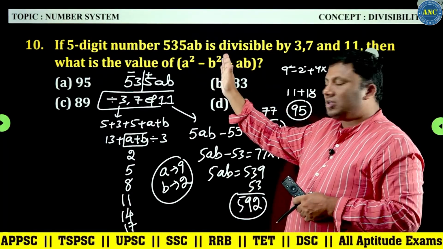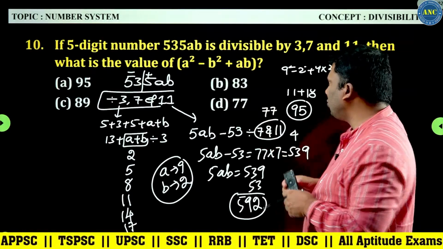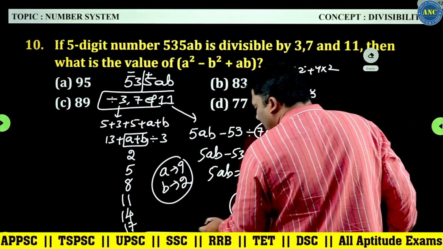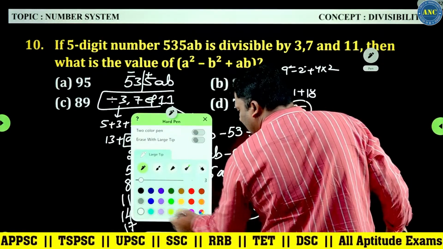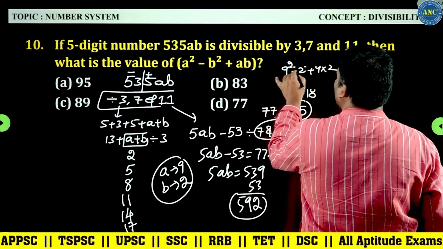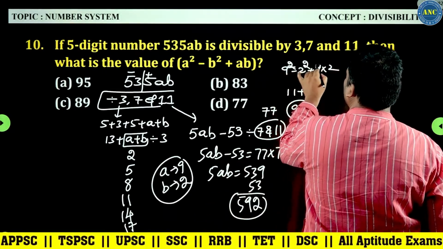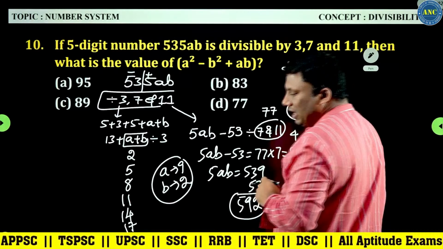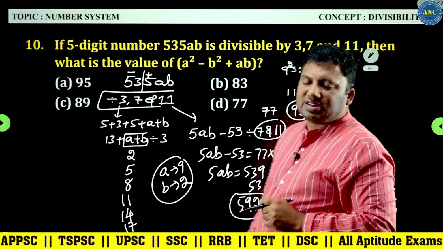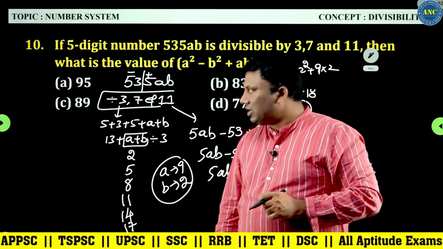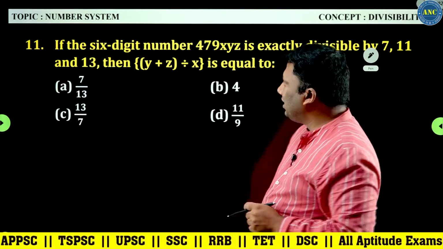9 square minus 2 square plus 9 into 2. 81 minus 4 is 77. 77 plus 18 is 95. I hope the idea is clear.